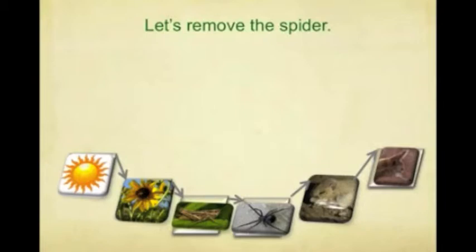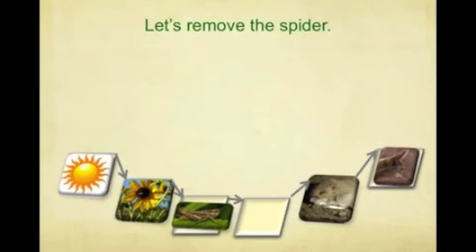So let's remove the spider from this food chain, and what do you think is going to happen to the rest of the organisms in the food chain? So we take the spider out. What's going to happen to the mouse population? The mouse population is probably going to go down, as well as the coyote population, if this were the only thing that they were dependent on eating. And if the spider population went down, the grasshopper population would go up, and the plant population would go down.